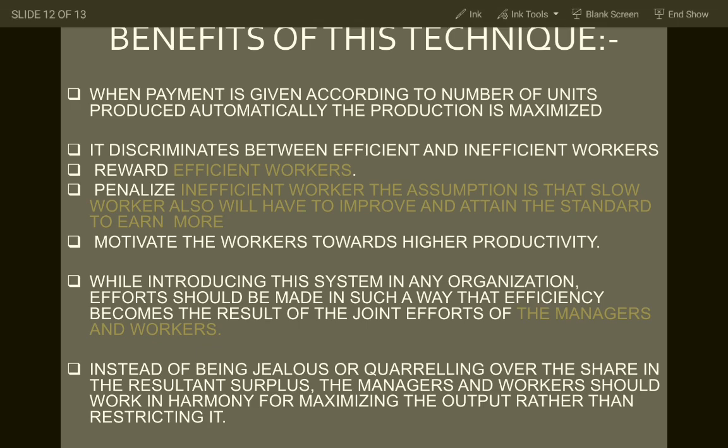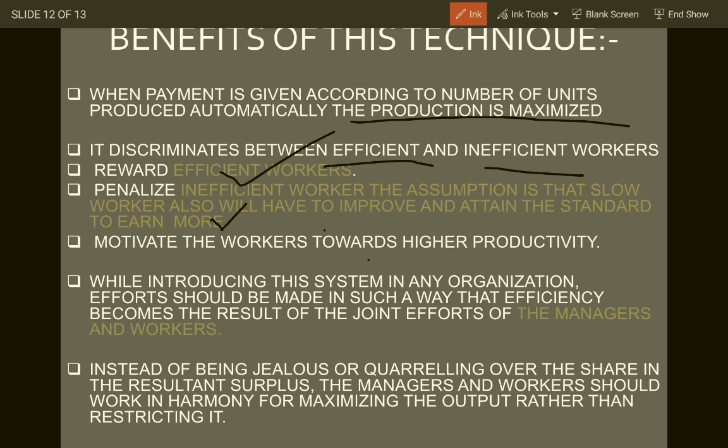Now, the benefits of this technique, students. When payment is given according to the number of units produced, production is automatically maximized. Output will be more, production will be more. It discriminates between efficient and inefficient, as I have told you earlier: reward for the efficient and penalize the inefficient. Penalize means less wages. The assumption is that the slow worker will also have to improve and attain the standard to earn more. If the worker wants to earn more, he should perform more and give more output to the organization.